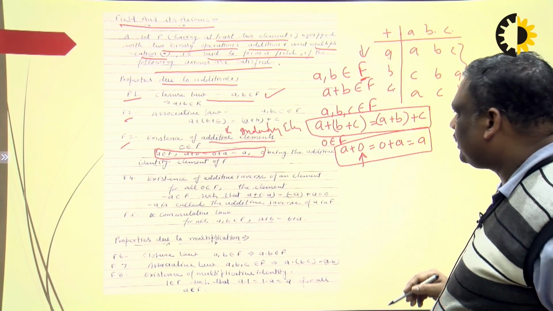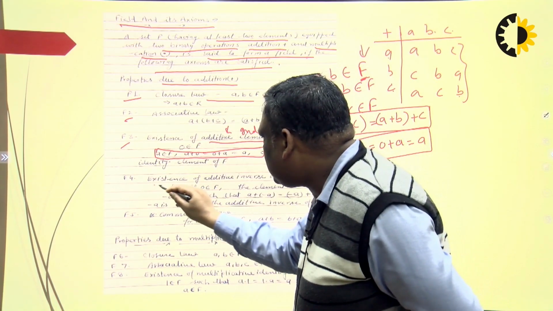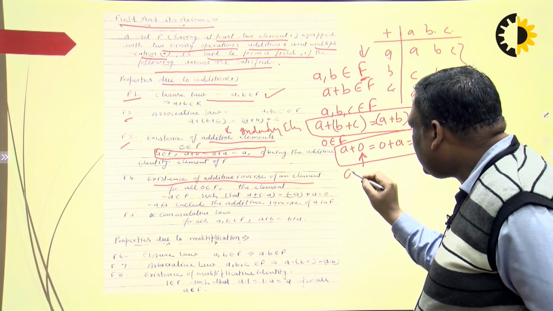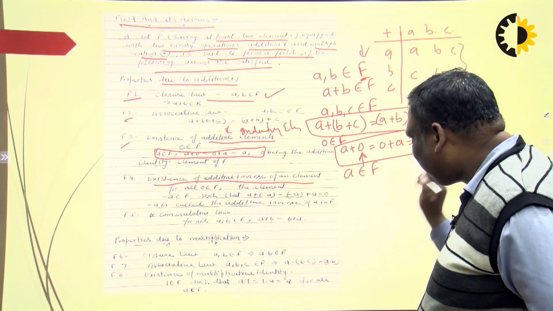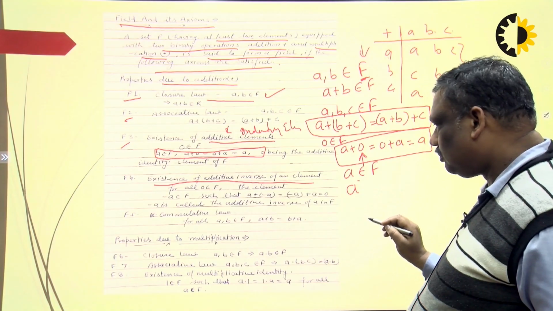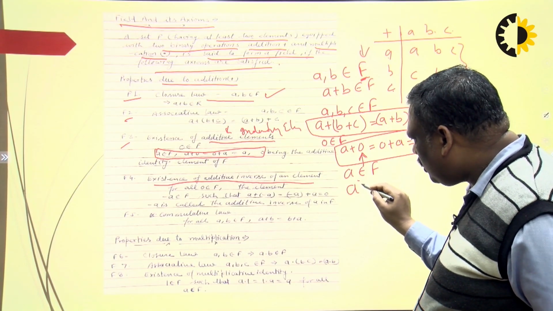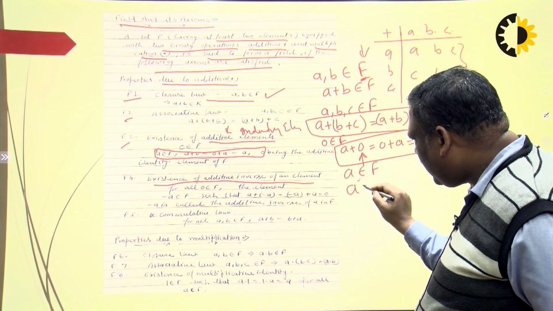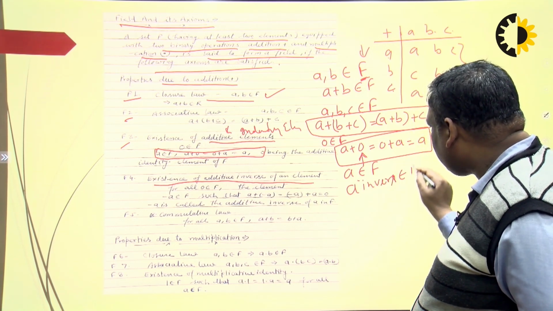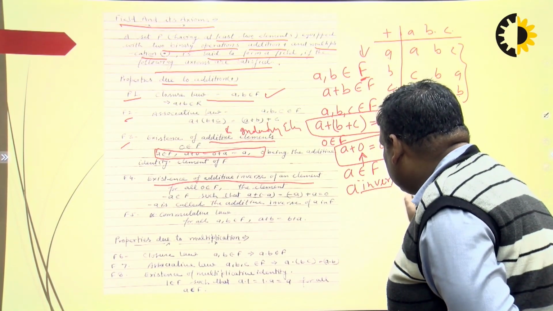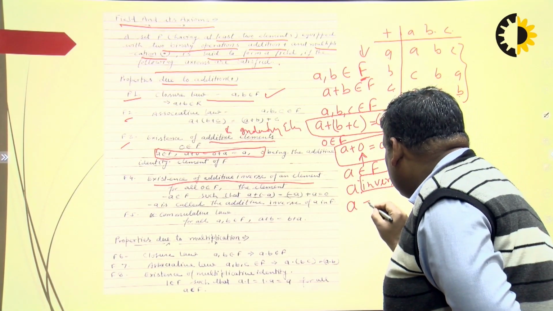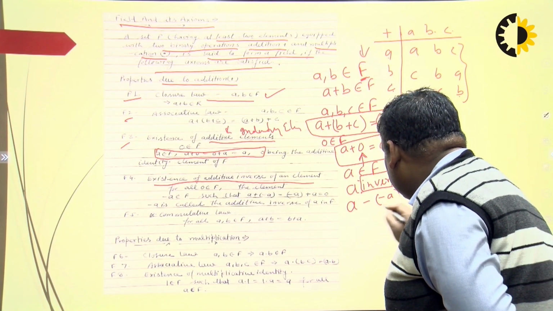The fourth one is existence of additive inverse. That means if A belongs to set F, then the inverse of A, here we can write not A inverse but minus A, is also in F. So in addition, A has a minus A.